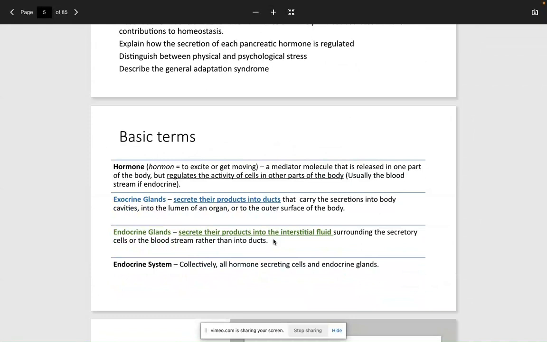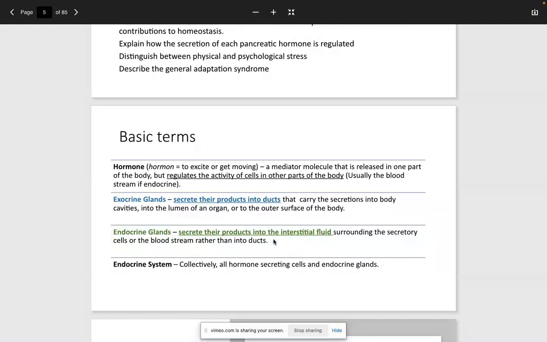Endocrine glands are going to secrete their products into something called the interstitial fluid, and that's just going to be the fluid that is present in the bloodstream, right? Whereas the exocrine are going to secrete their products into ducts. So an example of an exocrine gland is going to be the pancreas. The pancreas has both exocrine and endocrine functions. The exocrine function is going to be through the secretion of chemicals such as bicarbonate into something called the pancreatic duct. Its endocrine portion is going to secrete the product into the blood, whether that be insulin or glucagon.